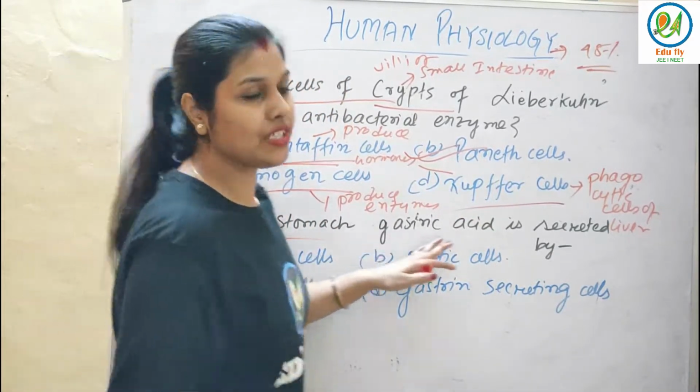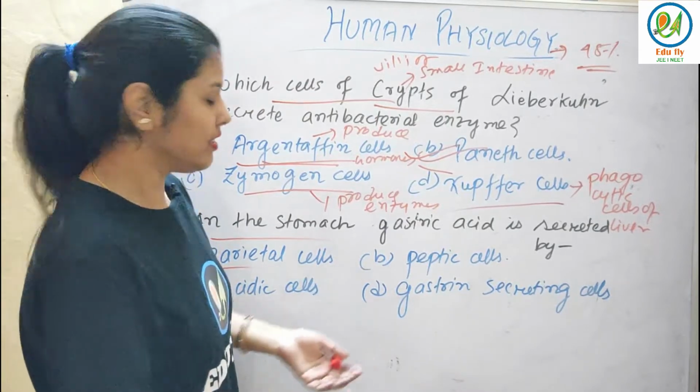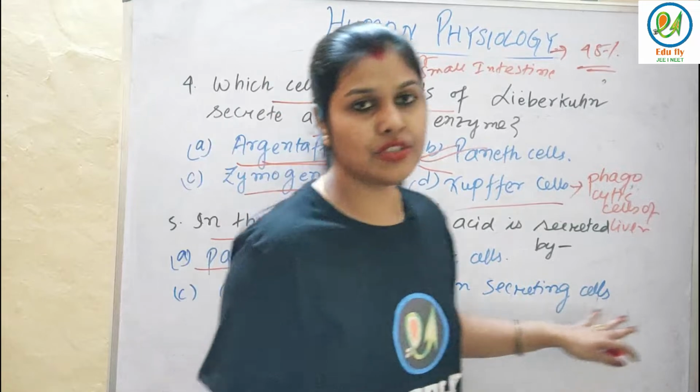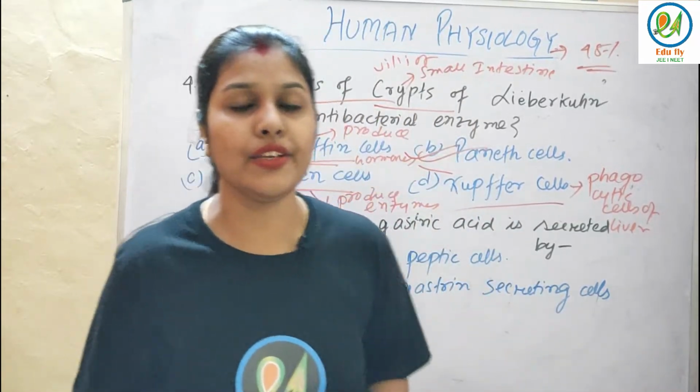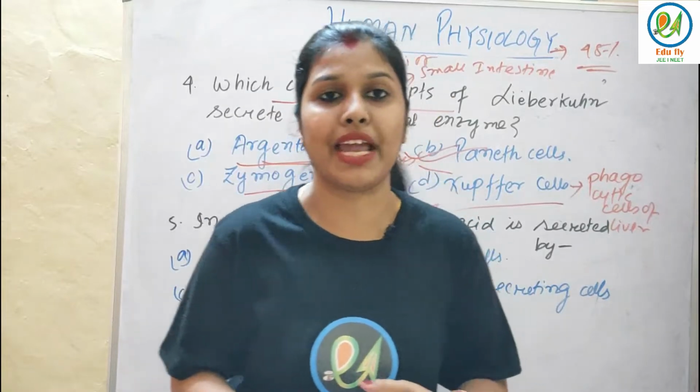In the stomach, gastric acid is secreted by which cells? Parietal cells, peptic cells, acidic cells, gastrointestinal secreting cells. See, in this question, gastric acid is secreted by parietal cells of the stomach.